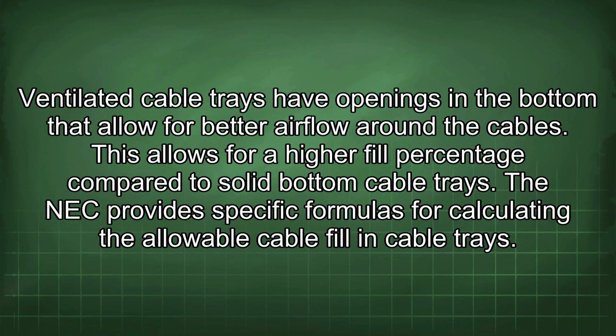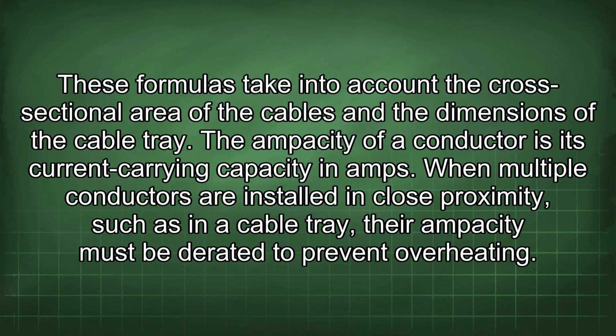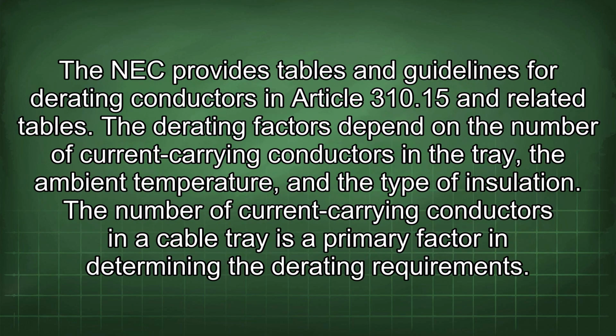The NEC provides specific formulas for calculating the allowable cable fill in cable trays. These formulas take into account the cross-sectional area of the cables and the dimensions of the cable tray. The ampacity of a conductor is its current carrying capacity in amps. When multiple conductors are installed in close proximity, such as in a cable tray, their ampacity must be derated to prevent overheating. The NEC provides tables and guidelines for derating conductors in Article 310.15 and related tables.